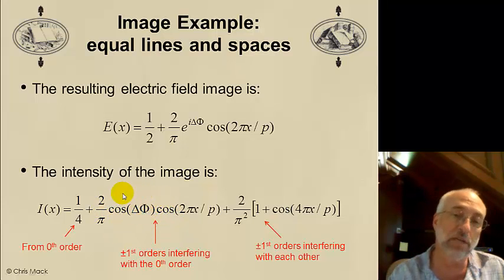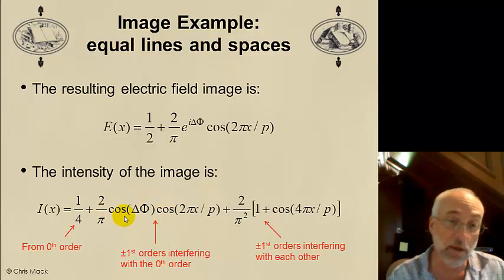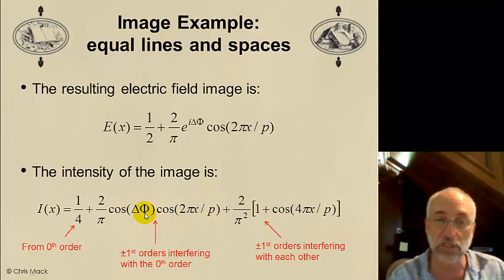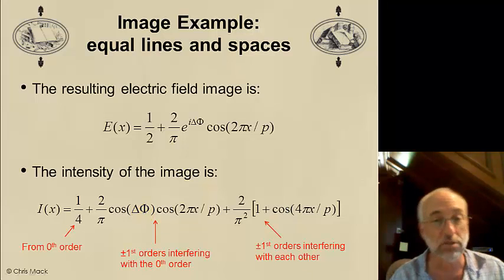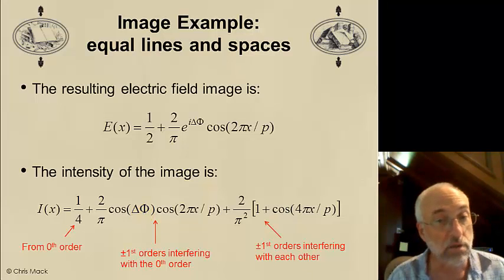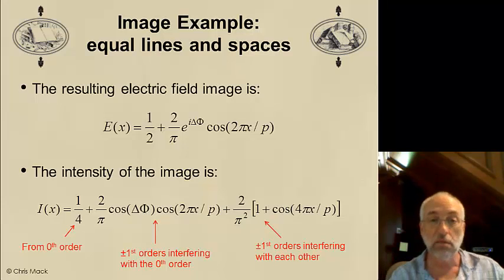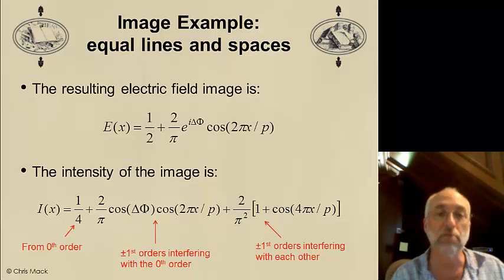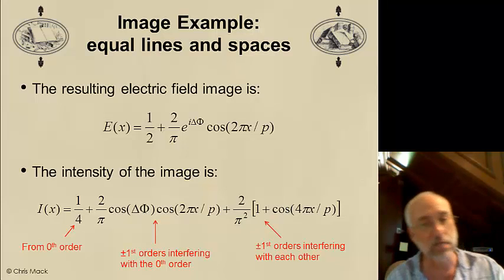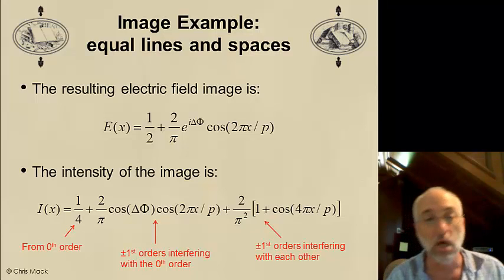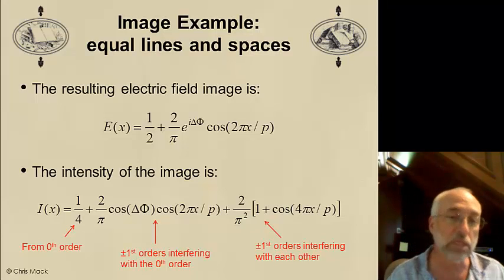So, if delta phi is 0, this cosine is 1. I've got the maximum amplitude of my variation in the image. As delta phi grows, this variation gets smaller and smaller. And if delta phi turns into 90 degrees, cosine of 90 degrees is 0, and the up and down at the period of my mask pattern, that variation disappears completely. I no longer have an image that resembles my mask. So 90 degrees, pi over 2 phase error applied to the first orders is enough to completely wipe out our image.